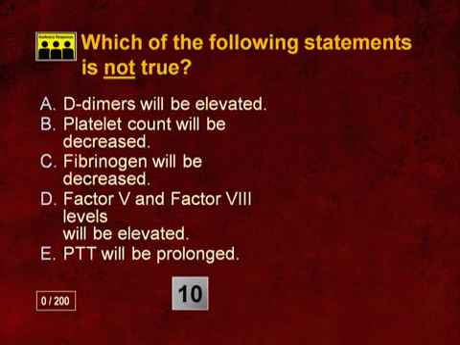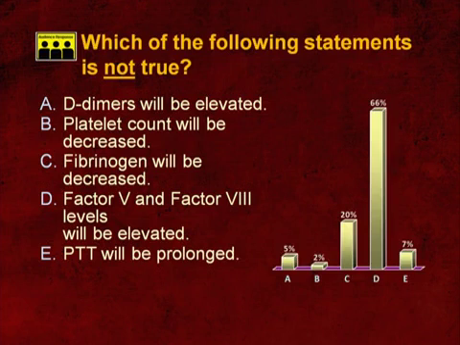All right. What does this kid have? DIC. So this question went from you had to recognize that this child had DIC to now think about what's true in DIC. Okay? All right. Are your D-dimers elevated in DIC? Yes. By definition, DIC means your platelets are going to be low. Yes. Fibrinogen will be decreased.